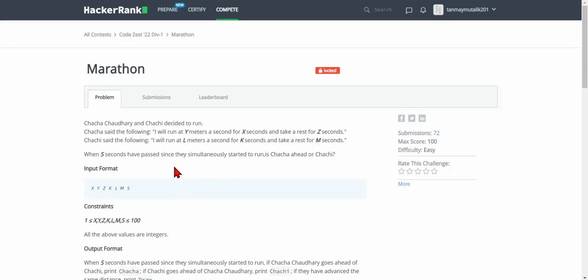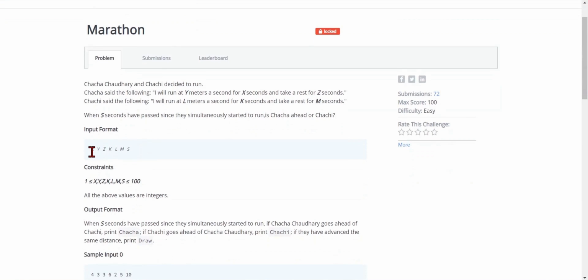covered more distance. It is given that they start running simultaneously. We are asked who is ahead, Chacha or Chachi, that is who has covered more distance at time equal to s seconds. So the input format is given as X, Y, Z, K, L, M, S, where X is the time for which Chacha runs, Y is the speed of Chacha, Z is the rest time for Chacha, similar with Chachi, and S is the time instance at which we need to calculate the distance of Chacha and Chachi to consider who is ahead.